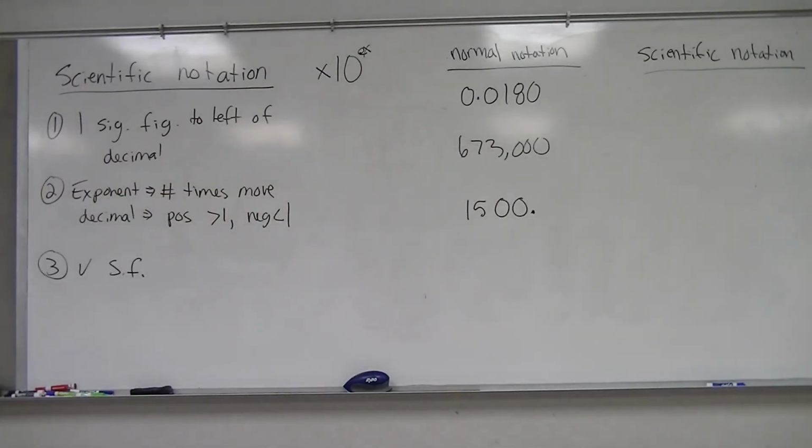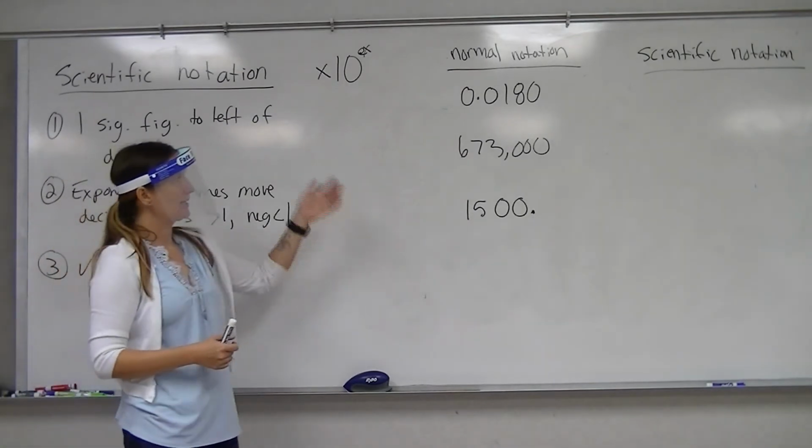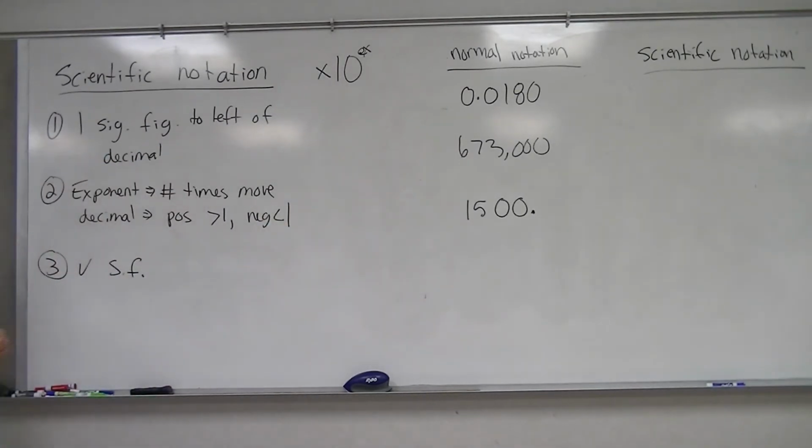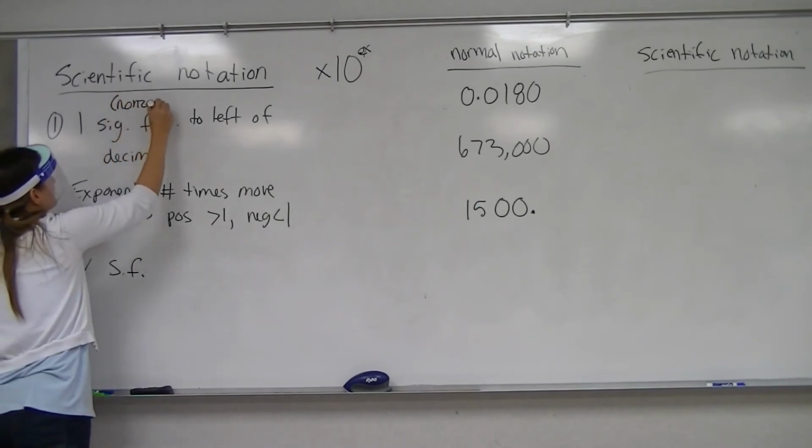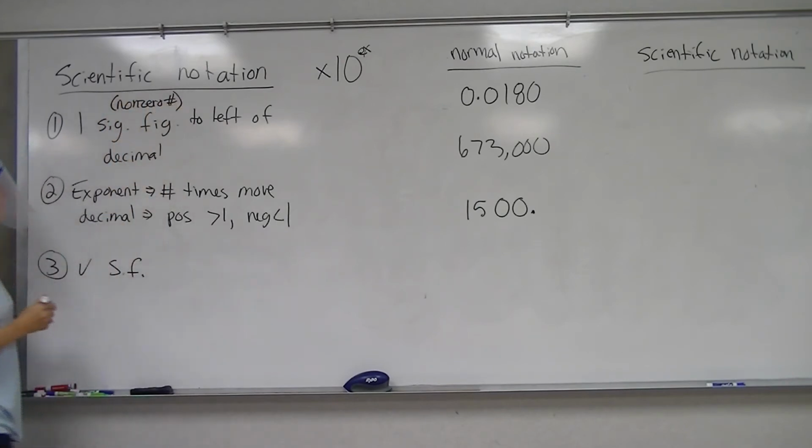So these are numbers, like you might see them or represent them on a daily basis. To get them into scientific notation, we have a few rules to follow. First, we want only one significant figure, and when I say significant figure, I'm talking non-zero number to the left of the decimal.